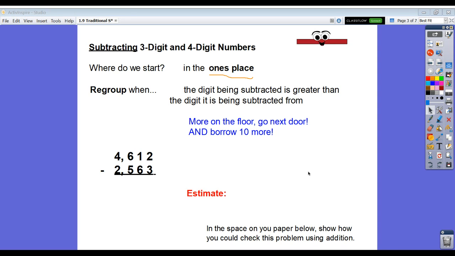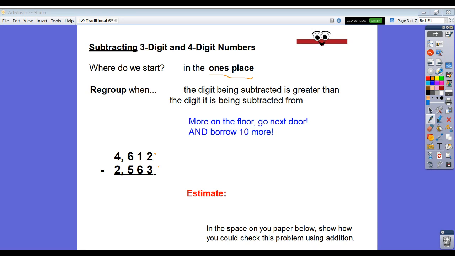So let's go ahead and read this equation like the true mathematicians we are. Ready? 1, 2, 3. 4,612 minus 2,563. That sounded beautiful. First thing we're going to do is make our estimate. Who could remind us why we do the estimate step? Elizabeth, could you remind us why we do the estimate? Exactly, to see if our answer makes sense.